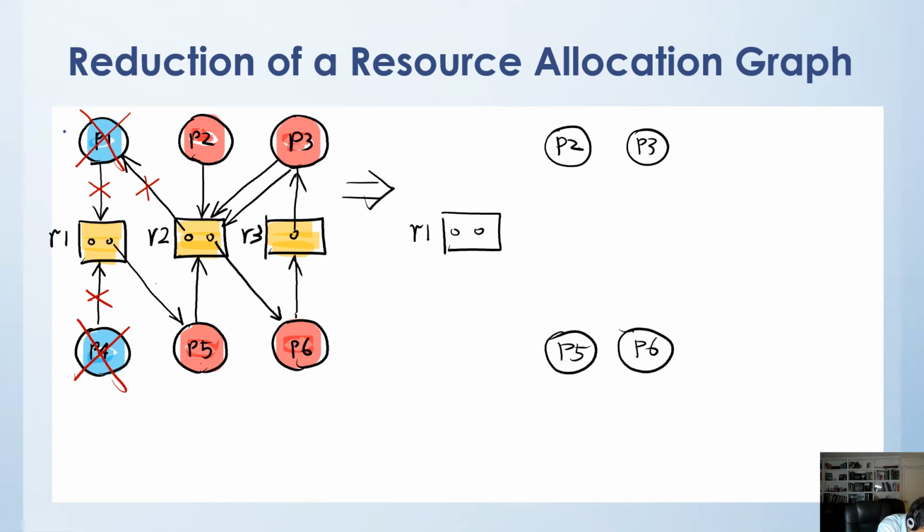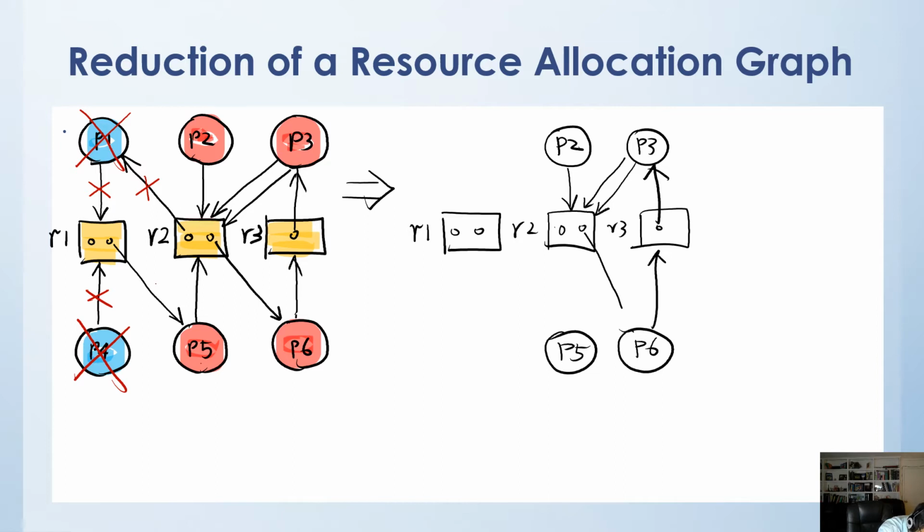So after I delete P1, P4, and all the edges connected to P1 and P4, the reduced graph is going to be like this. R2, R3, so still requesting, still requesting, still requesting, and that one's still there. This is still requested, and P3 is still holding 1 unit of R1, but that's it, right? So both P1 and P4 are gone.